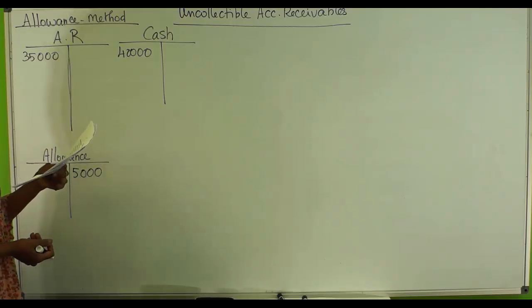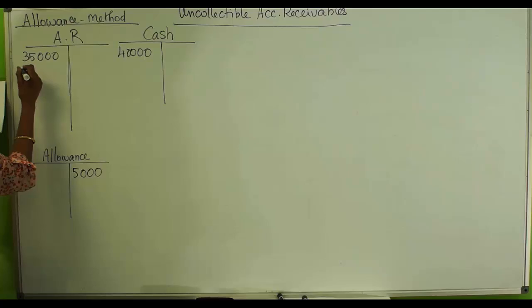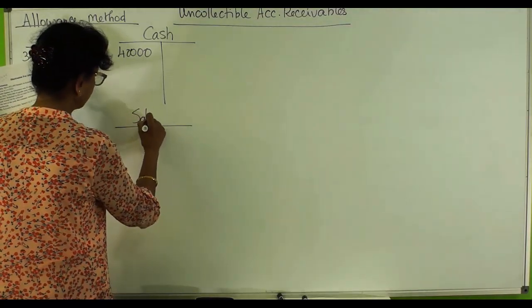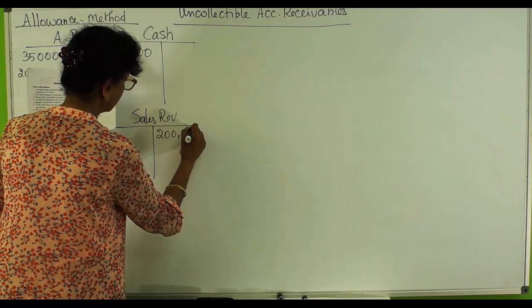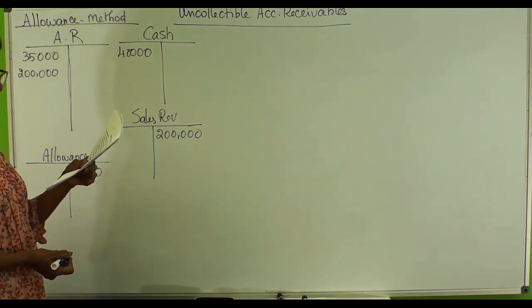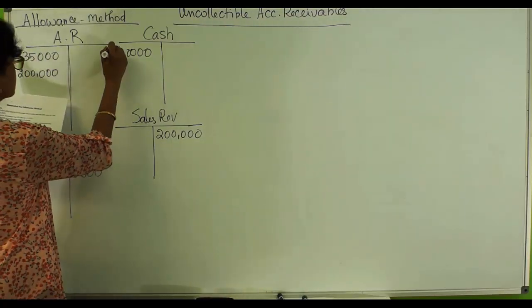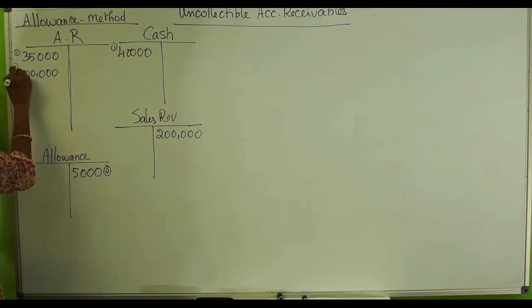And information 3, during 2023, $200,000 of goods were sold on account. So here you will debit accounts receivable $200,000 and you will credit sales revenue $200,000. And now number 4, a customer defaulted. This is from information 1, this is from information 2, and this is number 3.